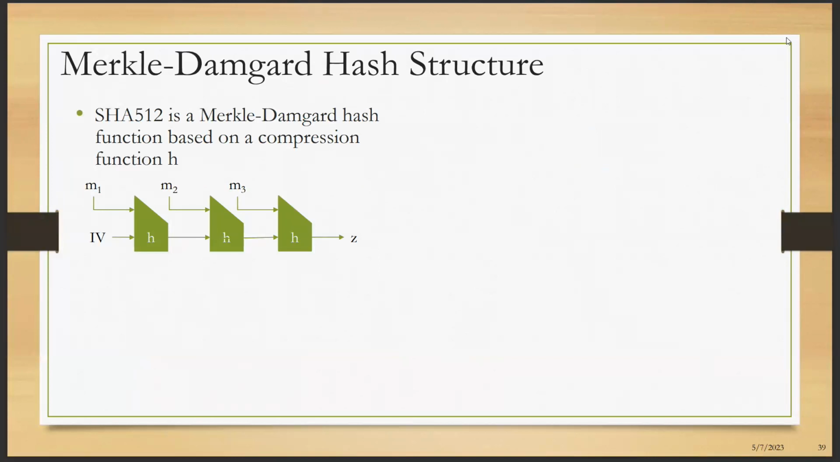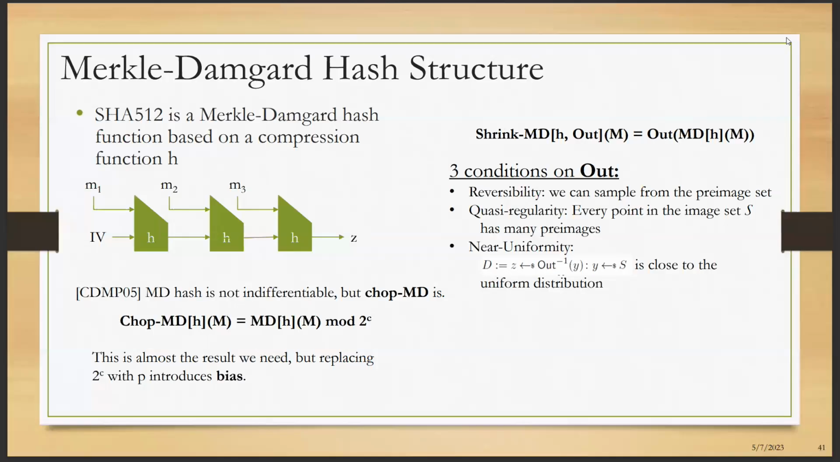So the simulator that we use takes, I'm going to skip through this, but basically we're not just proving indifferentiability for Merkle-Damgard reduced modulo prime, and we're also not just doing it for Merkle-Damgard reduced modulo prime and the CHOP-MD construction, which effectively reduces by a power of 2. We're doing it for any transform that truncates the output of a Merkle-Damgard hash in a way that can be sampled in reverse. And the details on that are in the paper.